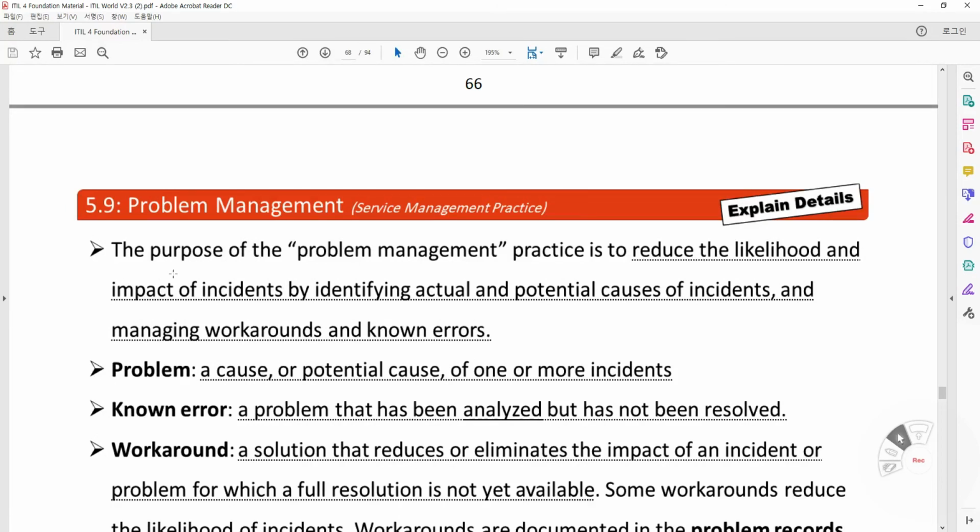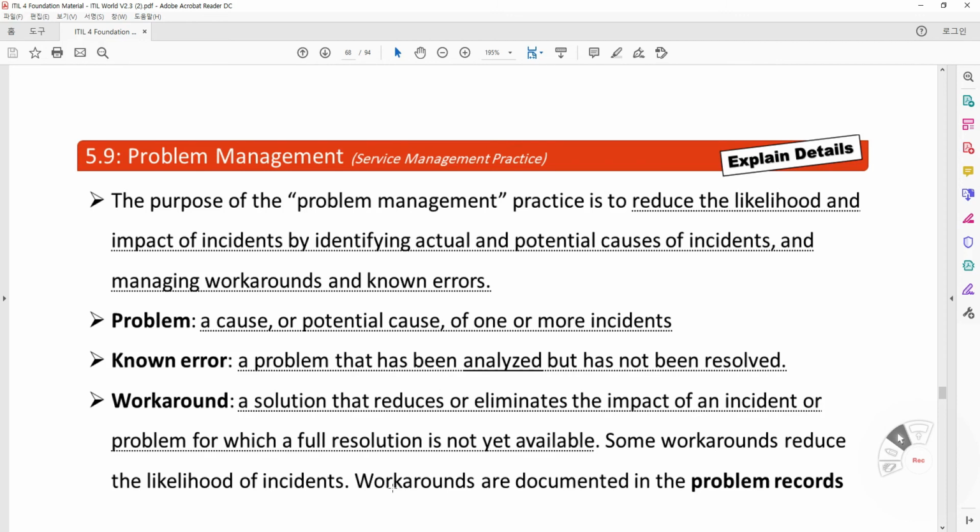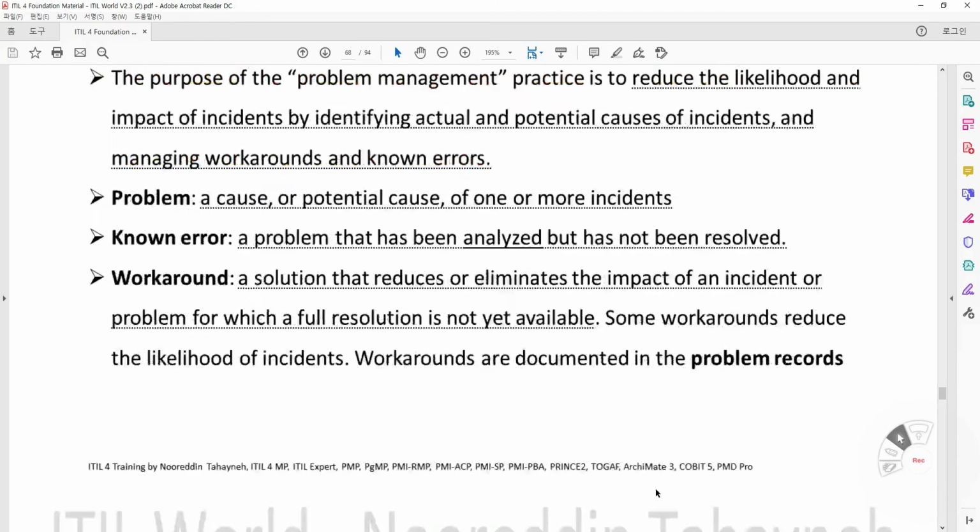Problem management. The purpose of the problem management practice is to reduce the likelihood and impact of incidents by identifying actual and potential causes of incidents and managing workarounds and known errors. Problem: a cause or potential cause of one or more incidents. Known error: a problem that has been analyzed but has not been resolved. Workaround: a solution that reduces or eliminates the impact of an incident or problem for which a full resolution is not available. Some workarounds reduce the likelihood of incidents. Workarounds are documented in the problem record.